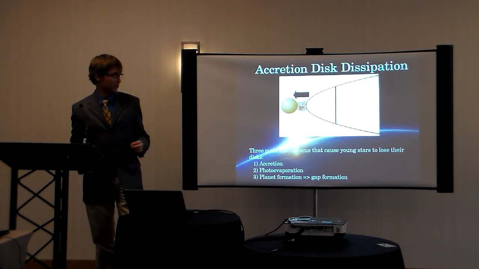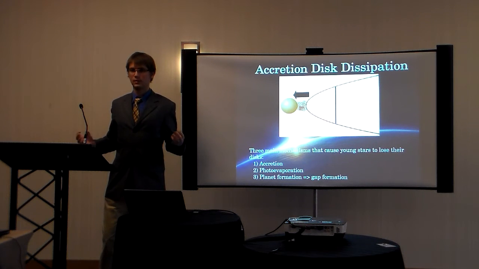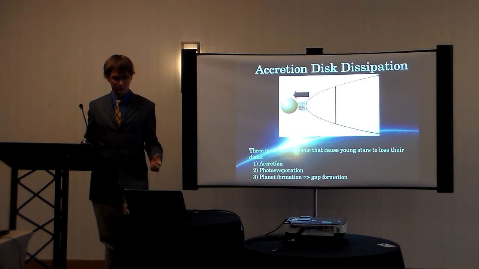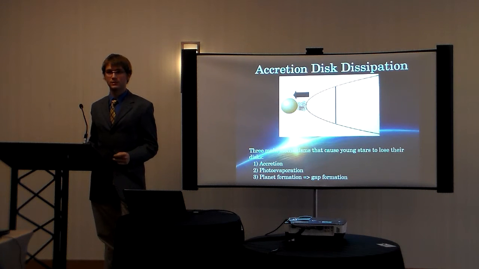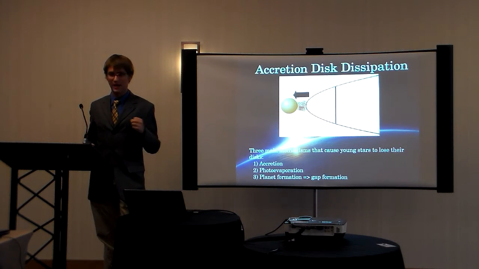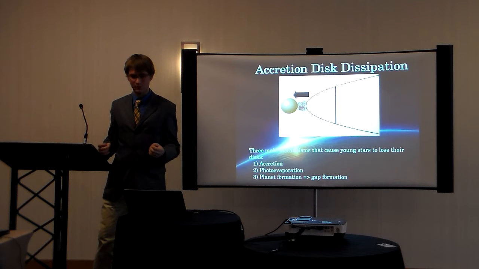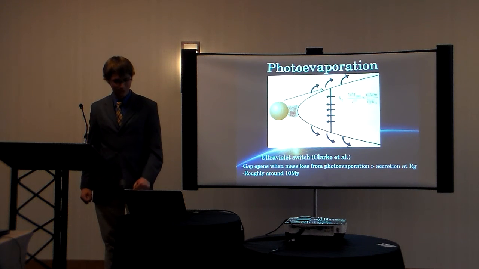The second one, which I'll be talking about, is photoevaporation. Photoevaporation is self-explanatory. Light from the star evaporates gas and dust away from the disk. And the third method is planet formation. When a planet forms, it creates a gap in the disk, which creates a lot of instabilities, and gas will be lost through the disk in that process as well, but that's a very lengthy subject, and I will not talk too much about that.